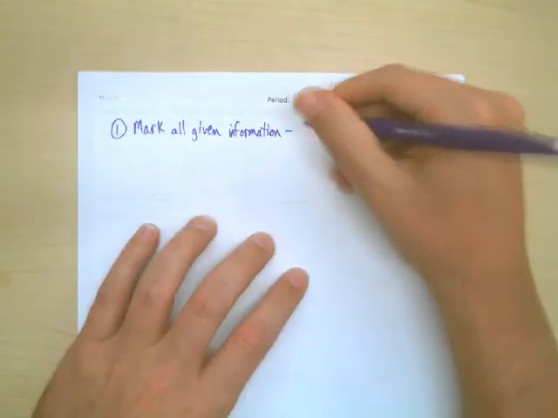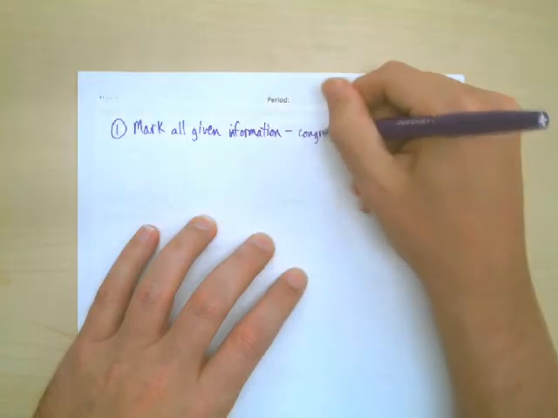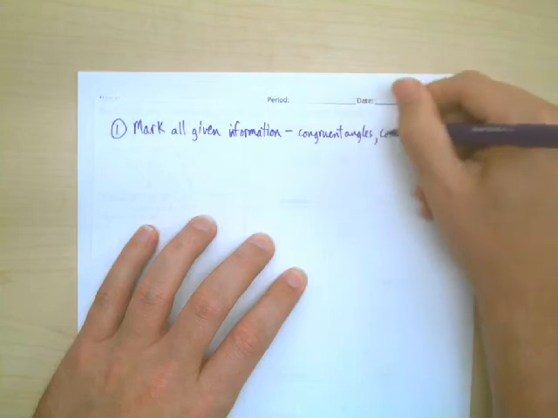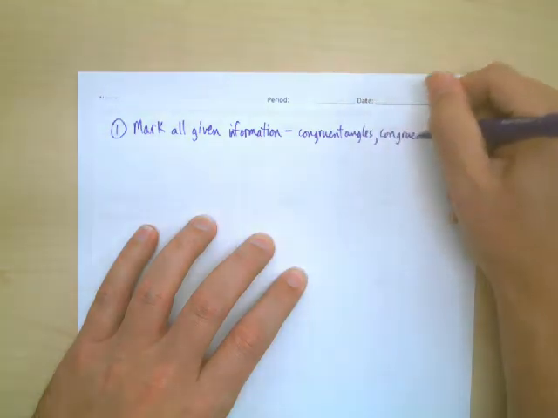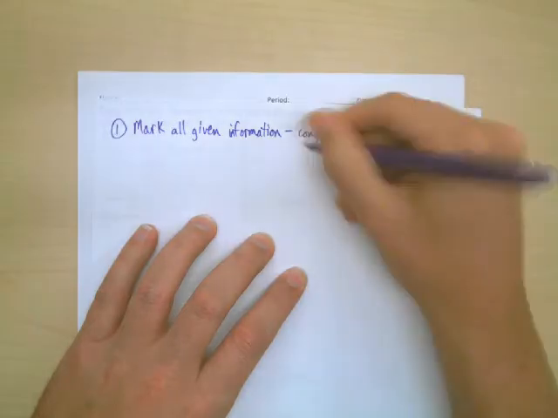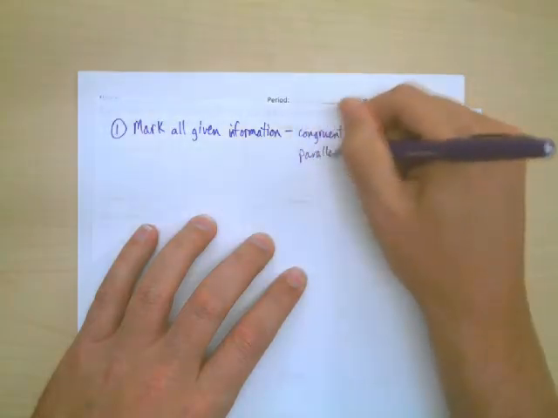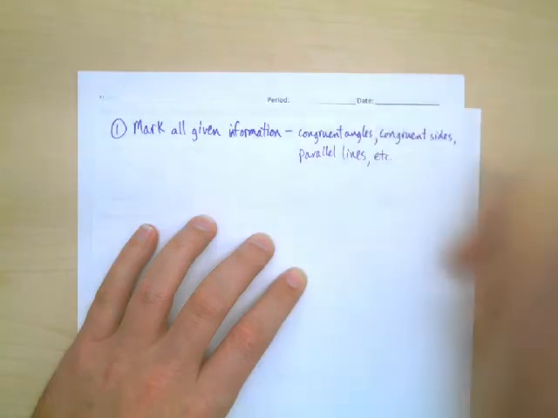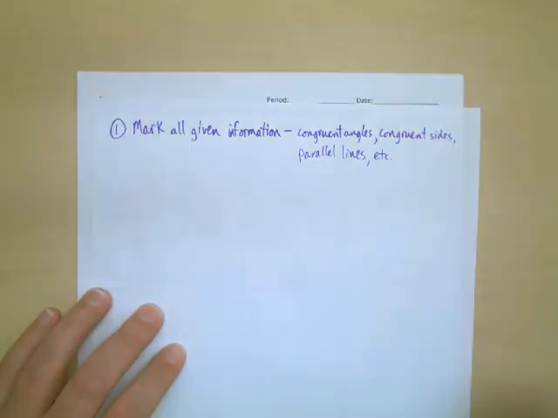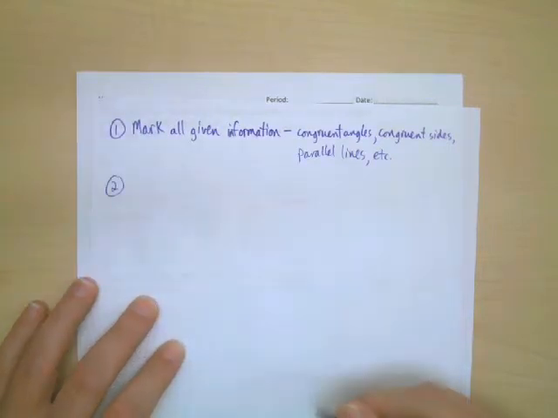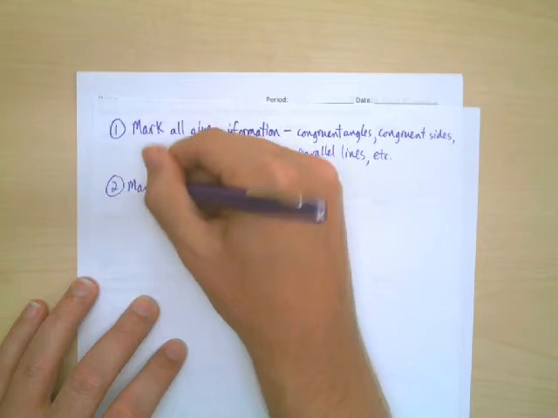Now this could be congruent angles, congruent sides, perhaps parallel lines, etc. The second thing I'm going to make sure that I do is mark any implied information.